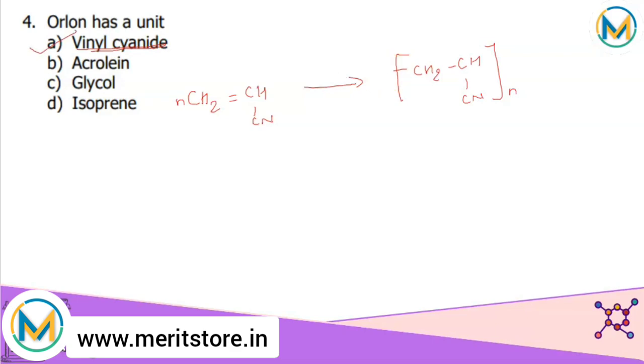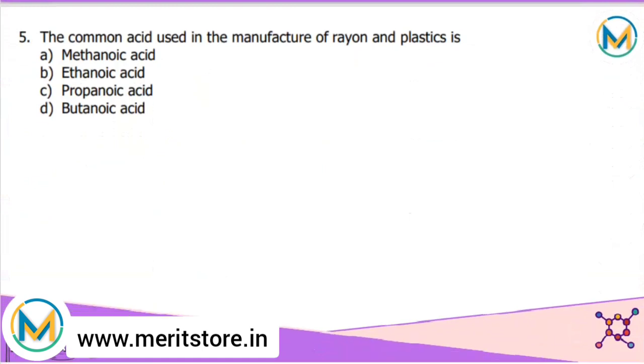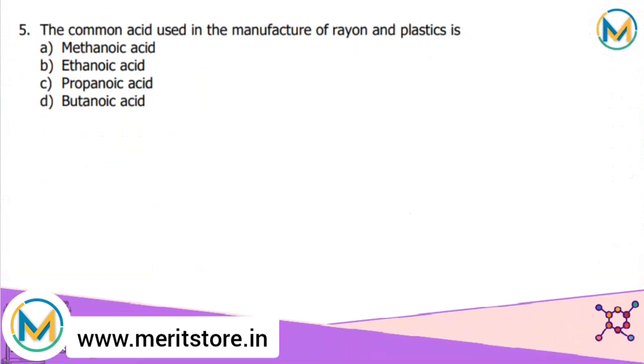Looking towards the next and the last question: the common acid used in manufacture of rayon and plastic is... So it's very important to know that ethanoic acid is used in the manufacture of rayon and plastic. So ethanoic acid is there in option B. So the correct answer for this question is option B.